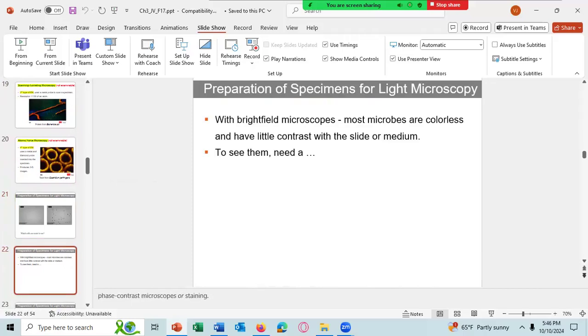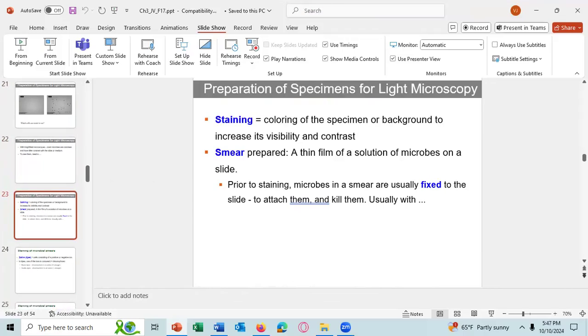So with bright field microscopes, which are most microscopes, the microbes are colorless, and to see them well, you need to stain the cells. Staining is just coloring the specimen or the background to increase its visibility and the contrast between the cells and the background of the slide. A bacterial smear, I've already mentioned this, is just a thin layer of cells put on the slide, usually one layer thick. And you make the bacterial smear prior to staining the cells. You do not need to stain the bacterial smear, but oftentimes we do.